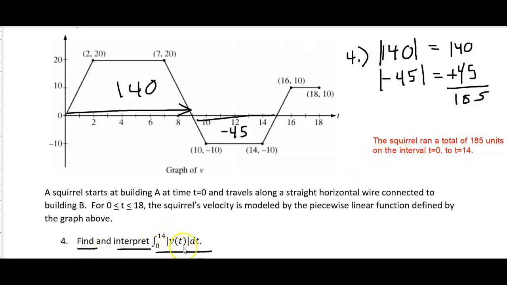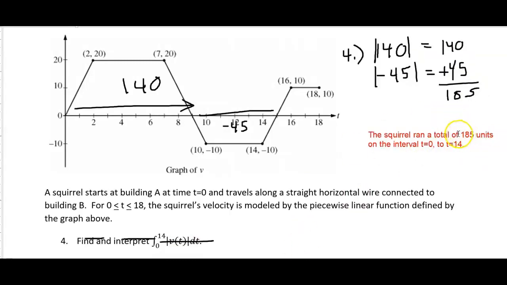So when you have absolute value, you make everything positive and add together. And what it represents is the distance that the squirrel ran. So we could even put that in there. Ran a total distance of, I would accept this as an answer, but might as well put the word in there, distance, because that's kind of the key word we're looking for. So I'm going to include it. All right, let's go ahead and move on to number 5.